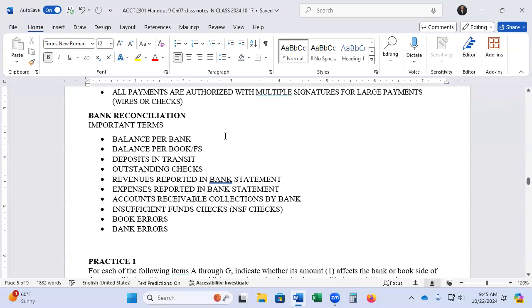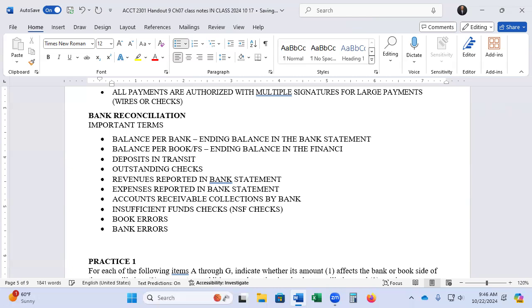So some of the important terms: balance per bank. This is the balance in the bank statement. Sorry, it should be ending balance. Your balance per book or financial statements would be the ending, and we're talking about the cash account, by the way, in the financial statements.